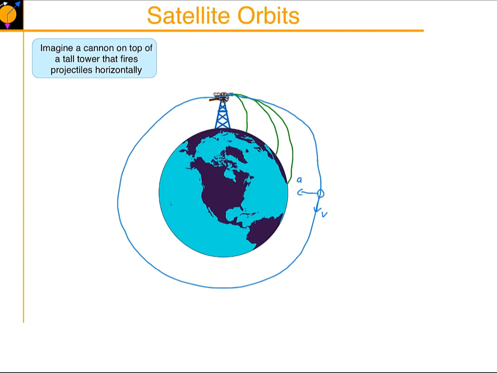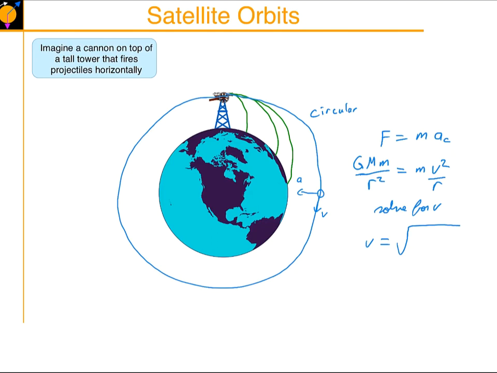So this is a circular orbit. And we can calculate how fast it has to go in a circular orbit using good old F equals ma. I'm going to replace F with the force of gravity, G M m over, we're going to call it, it's orbiting at some radius r squared. And for ma, we're going to replace a with centripetal acceleration, so it's v squared over r. And if I solve this for v, I end up with v is equal to the square root of G M over r.